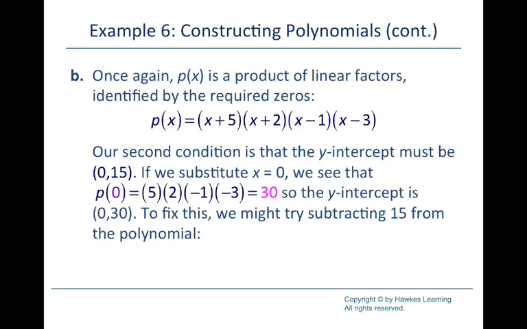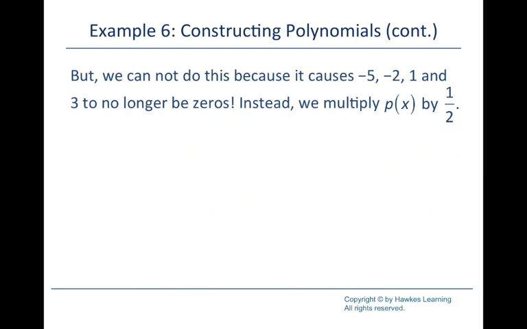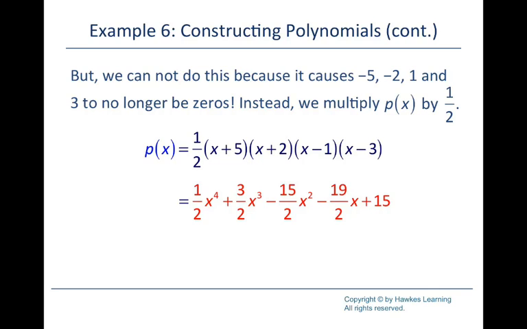What I usually do, we'll see what they do, and then I'll tell you what I usually do. P of x equals x plus 5 times x plus 2 times x plus 1 times x plus 3 minus 15. But then it causes those to no longer be zeros, our original zeros. So we multiply by 1/2. Then you'll get that, and you can see that that's what it is.